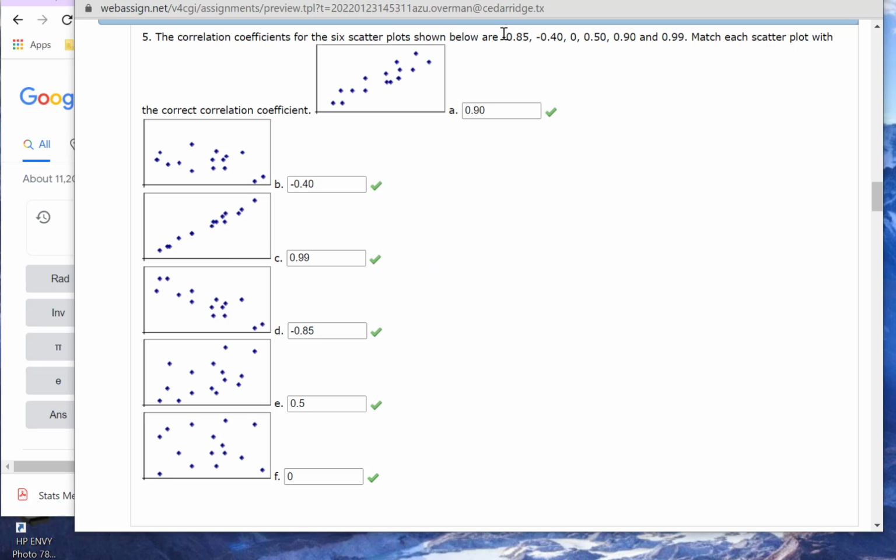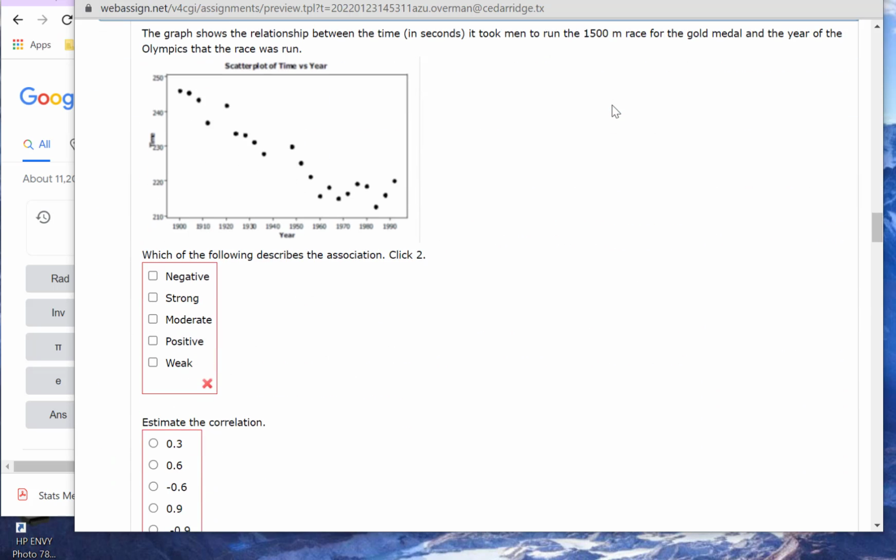So here you had multiple choices for which was which, right? And I just started from the very strongest ends, took care of the strong ones. So like negative 0.85, the 0.99, and the 0.90. So I just had to figure out which one was positive. This was the stronger one. That was not quite as strong. And that's pretty much it.